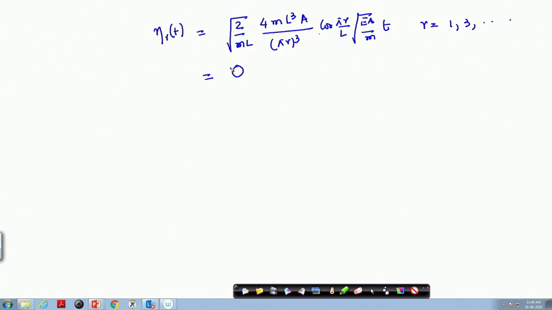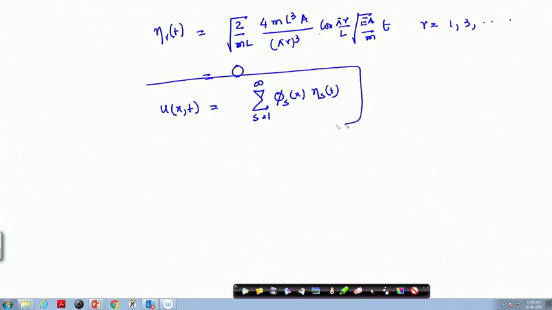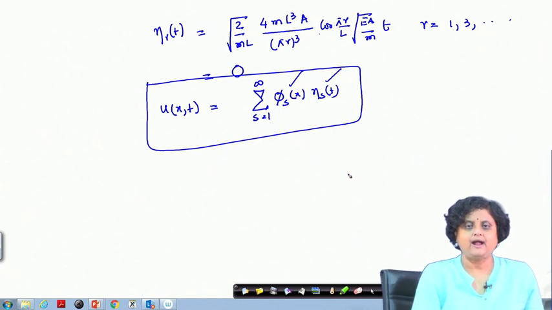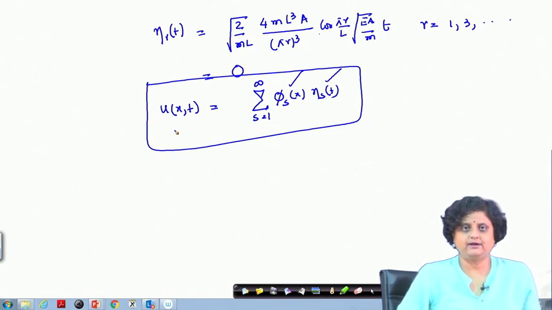Now, if this is the solution of eta r, then the solution of the physical coordinate, that is u x t, is going to be phi s x into eta s t, summation over s equals 1 to infinity. So, this would be the solution. We know phi s, we know eta s, and therefore, we can find out the expression for u x t. So, with this we will end today's lecture. Thank you.